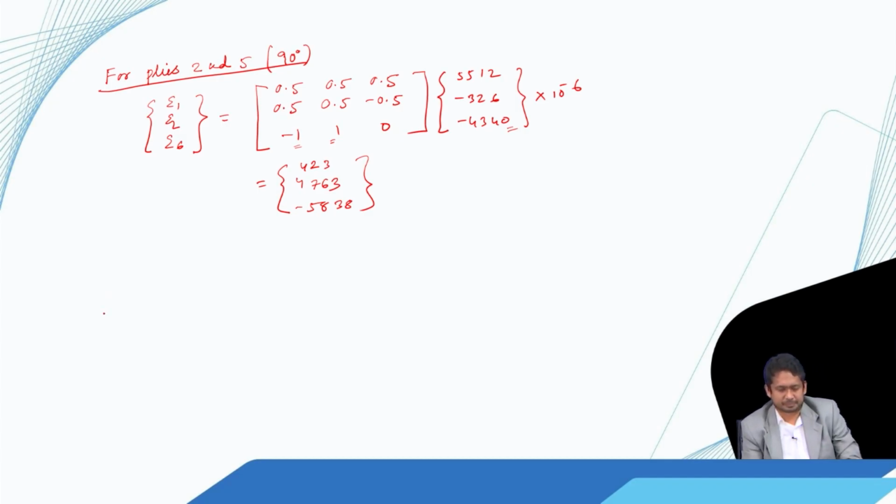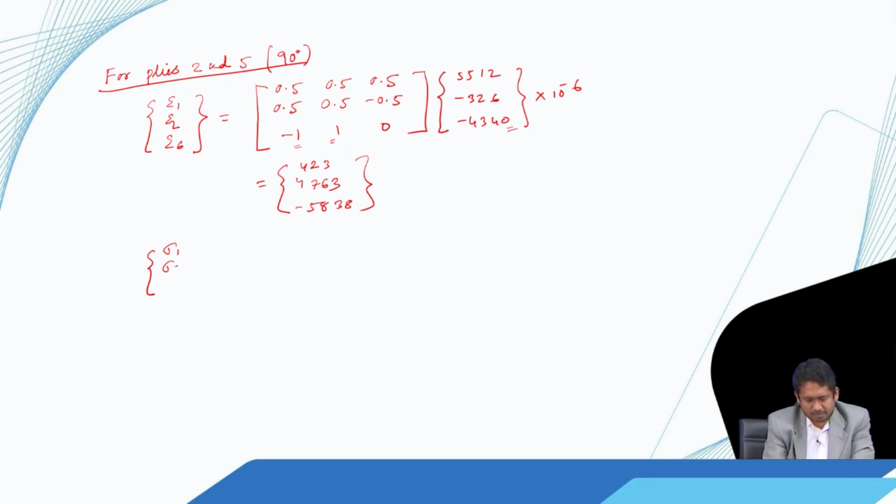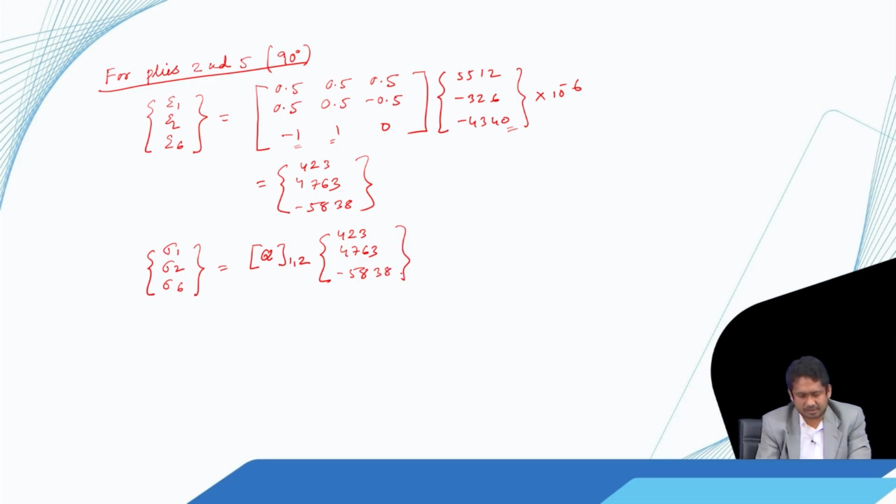Now, we find out the stresses. So, sigma 1, sigma 2 and sigma 6, and this we multiplied with the Q matrix with respect to the 1-2 system, and the value becomes 423, 4763 minus 5838 into 10 to the power minus 6 into 10 to the power 3 Newton per millimeter square, and the stresses that we find are 73.89, 49.37 and then we have 29.19 megapascal.